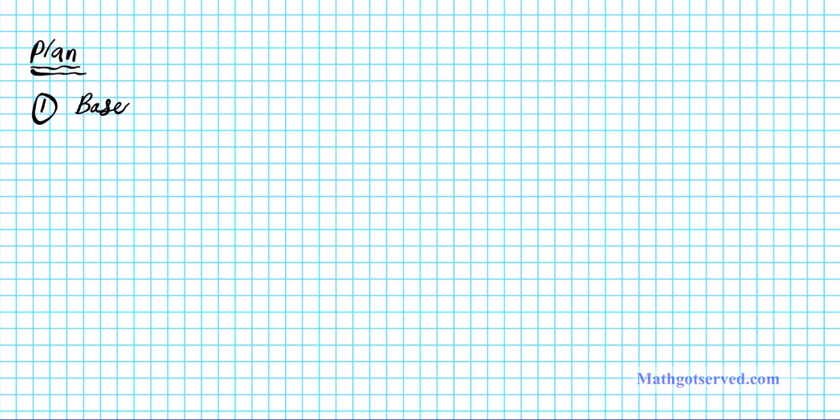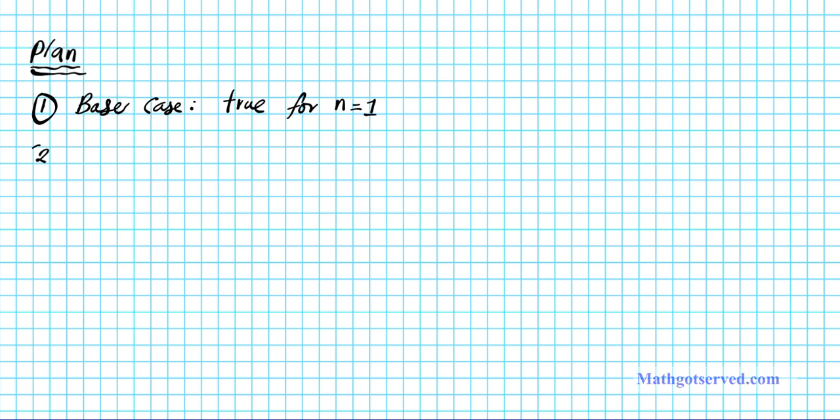For the base case, we're basically going to show that the statement is true for n equals the first natural number that satisfies the equation. Let's say n equals 1 is the smallest natural number that satisfies the equation. Then that's what we'll do. That is what our base case will be.